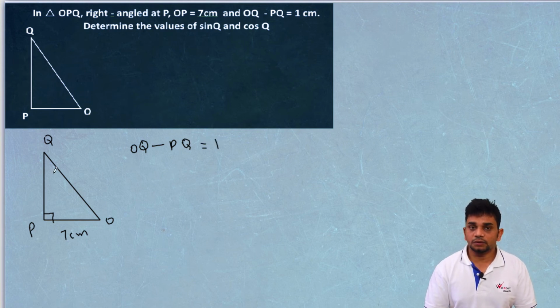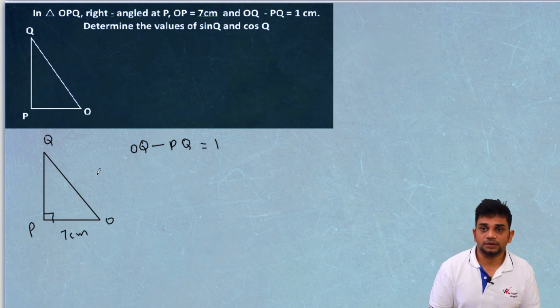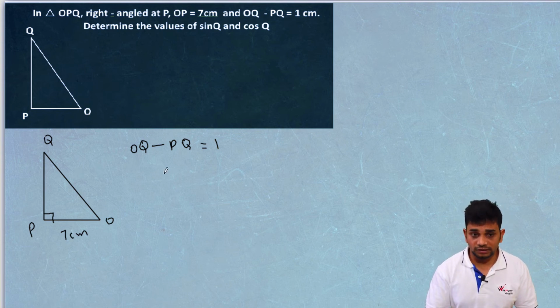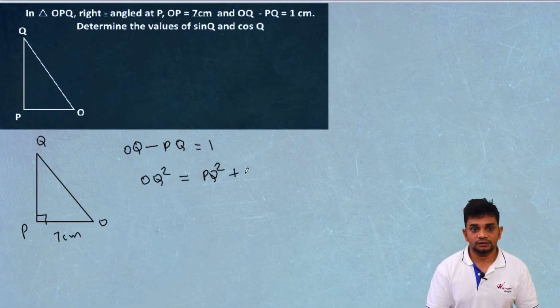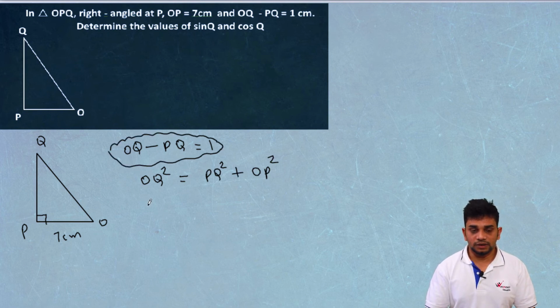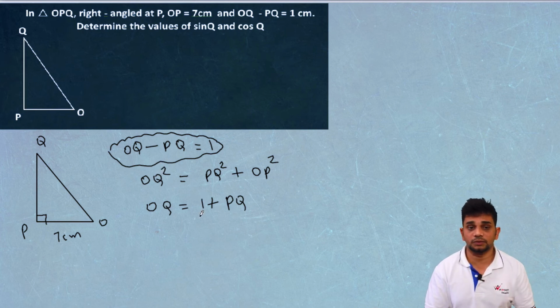In this triangle, we are going to apply Pythagoras principle. When we are applying Pythagoras principle, we will get OQ square equal to PQ square plus OP square. Can we make an equation for OQ from this equation? Yes, the value of OQ will be 1 plus PQ. Here it is minus PQ. We are taking that minus PQ to the other side of equal. It will be plus PQ.